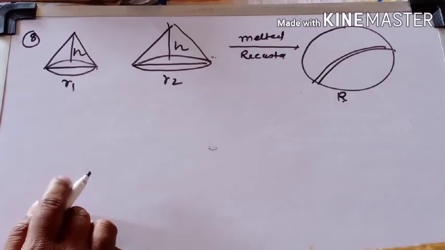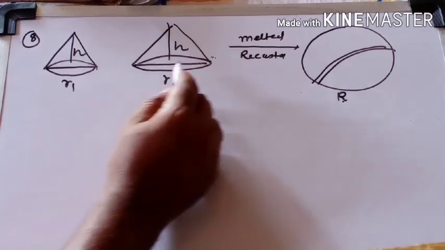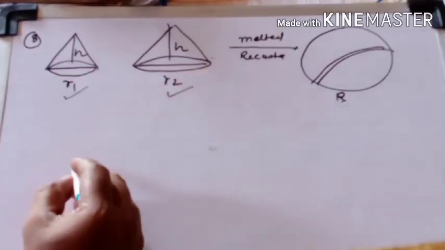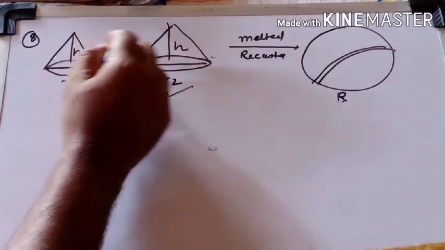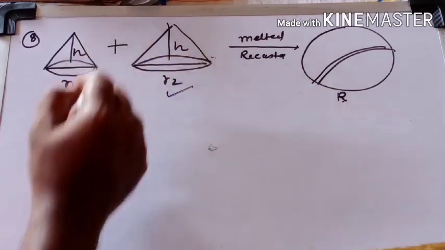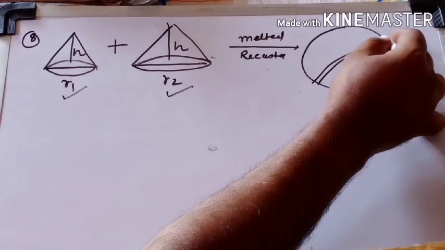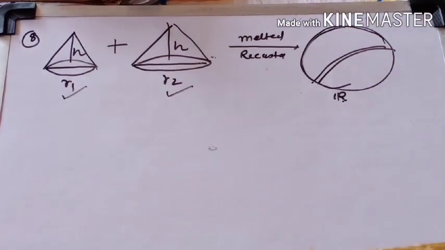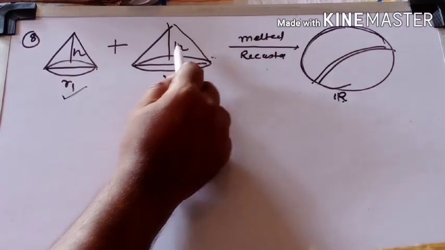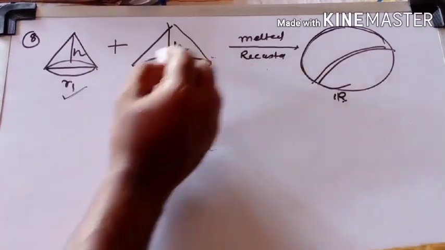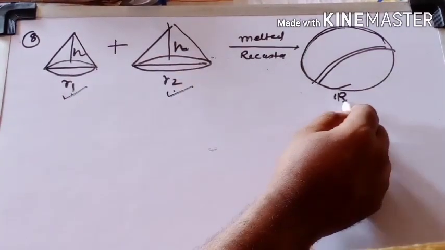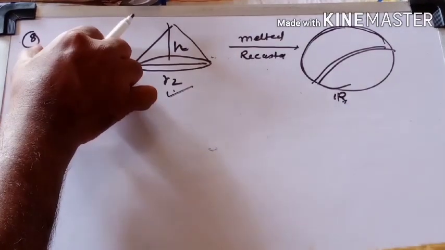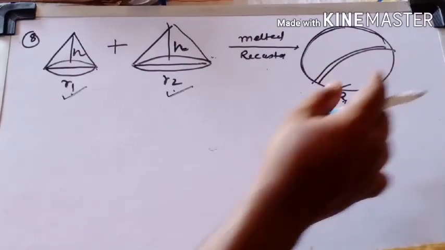We are in question number 8, where what is given? Two cones are there. First cone radius is R1, second cone radius is R2, and their height is the same. They are together melted and recast into a spherical body whose radius is given R. We have to find the value of H in terms of R1, R2 and this R. So obviously melting and recasting is there. So volume of this cone plus volume of this cone will be volume of the sphere.